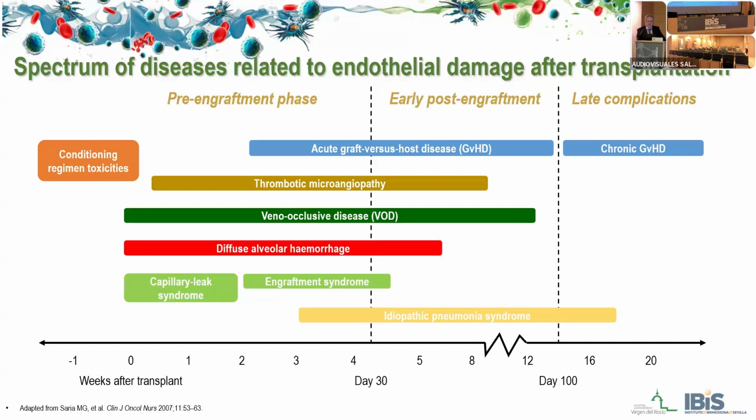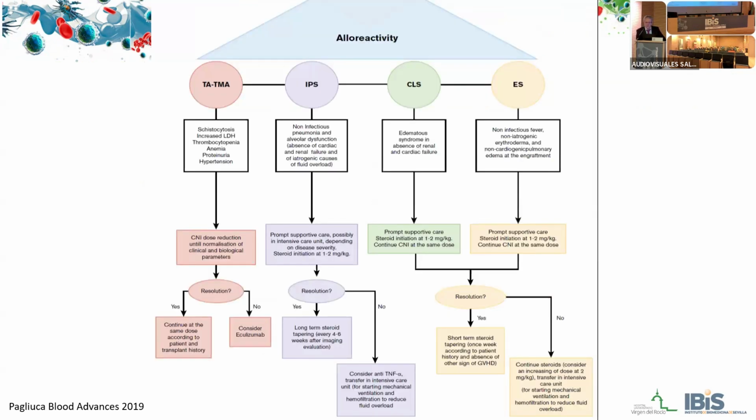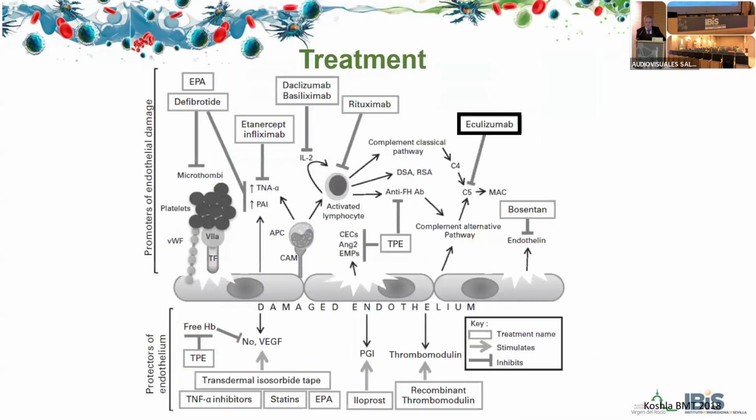So basically, they are a real challenge from a diagnostic point of view, since they appear at the time when there are other complications ongoing, such as acute graft versus host disease, veno-occlusive disease, and some others. And they represent, as I mentioned, another phase of the allogeneic recognition, be it the microangiopathy, the interstitial pneumonia syndrome, or the engraftment syndrome. The treatment for these approaches is the blockade of the complement with drugs such as eculizumab.